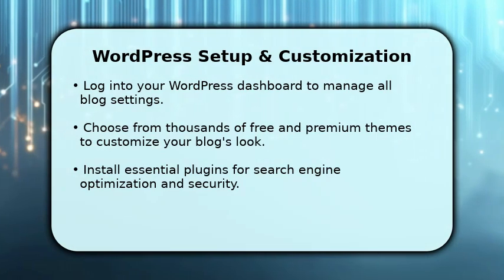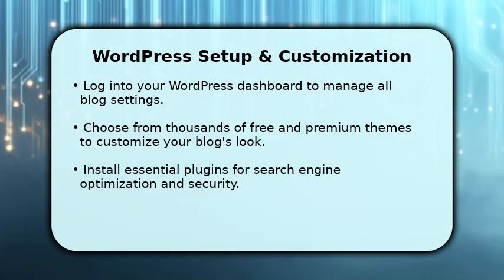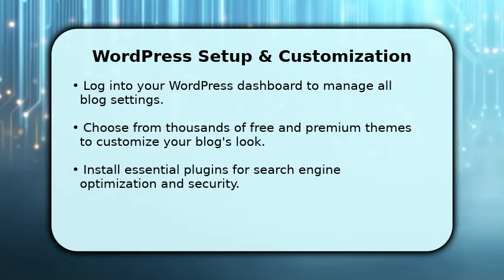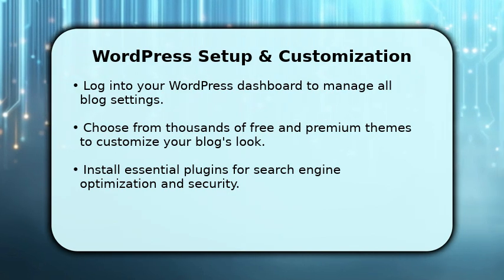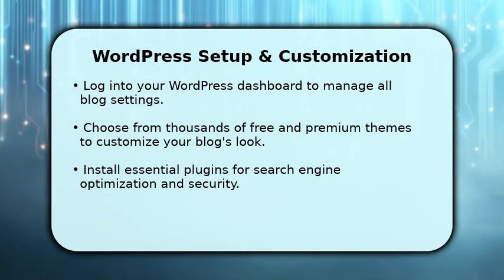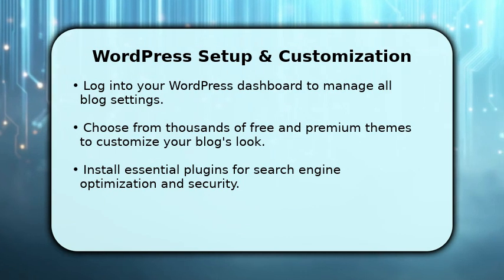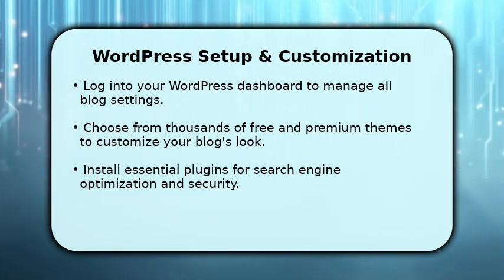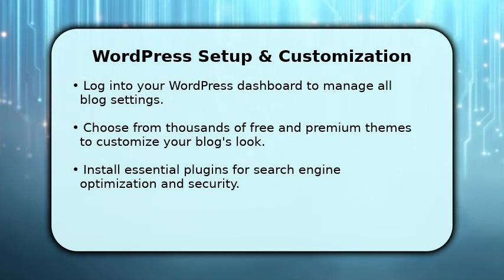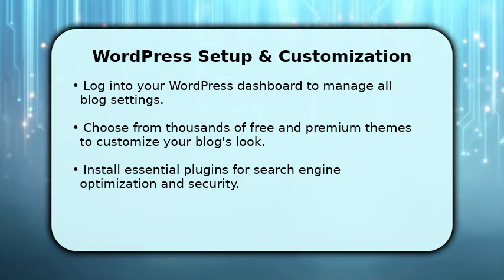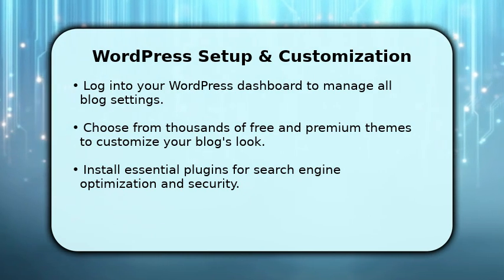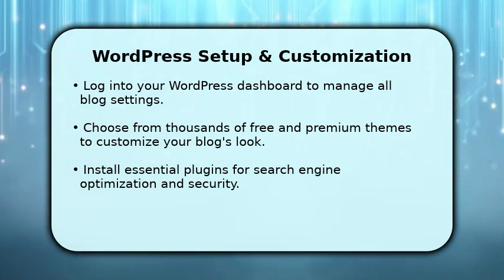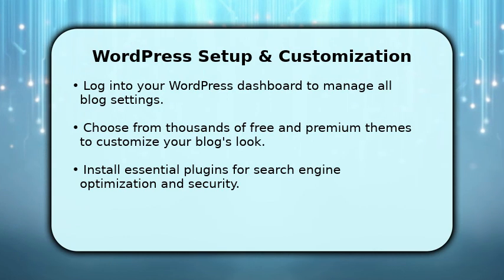Once WordPress is installed, log into your dashboard. This is your control center. Here, you can select a theme to define your blog's appearance. There are thousands of free and premium options available, allowing for extensive customization. Then, install crucial plugins. For example, a security plugin like WordFence or a search engine optimization tool like Yoast SEO can significantly enhance your blog's functionality and reach.